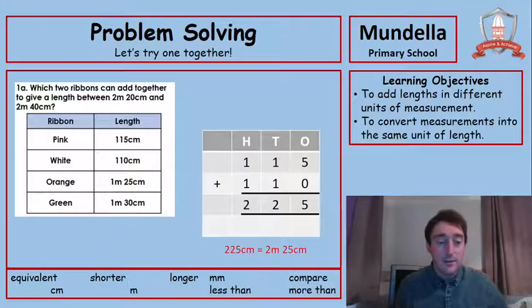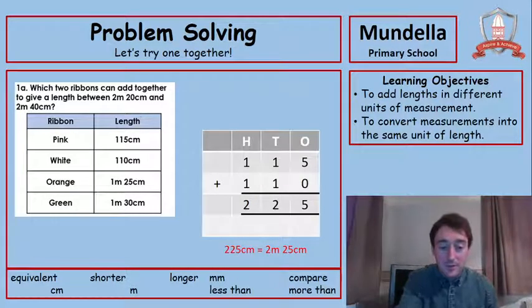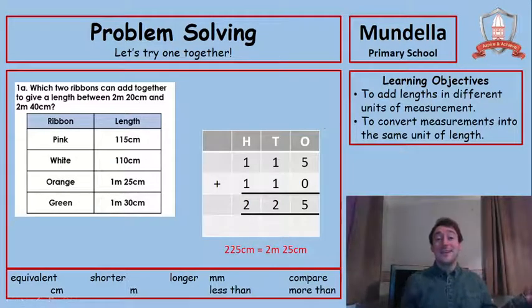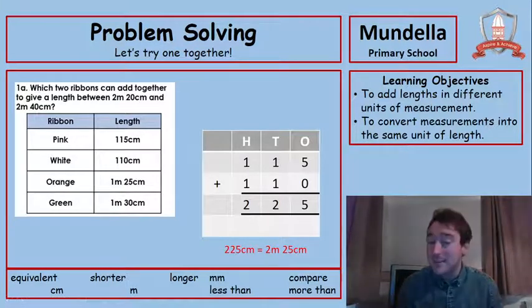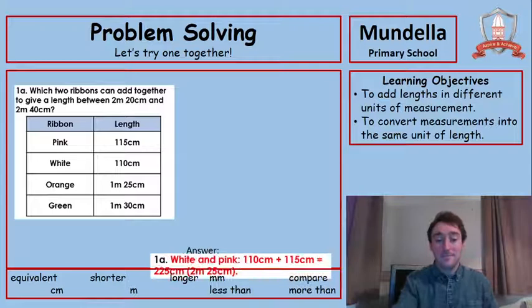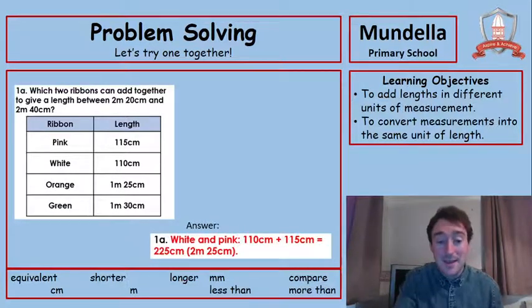Okay, let's try this together. It says, which 2 ribbons can add together to give a length between 2 meters 20 and 2 meters 40? So this is trial and error, this one. We're going to keep adding different ones together. So first of all, I tried the pink and the white at the top, and it turned out that it was 225 centimetres, which is the same as 2 meters 25, which is between these numbers. So I got the answer immediately. That was lucky. Now, it might not be so easy with some of the next questions, but let's have a look and give them a try. Yeah, it was white and pink.